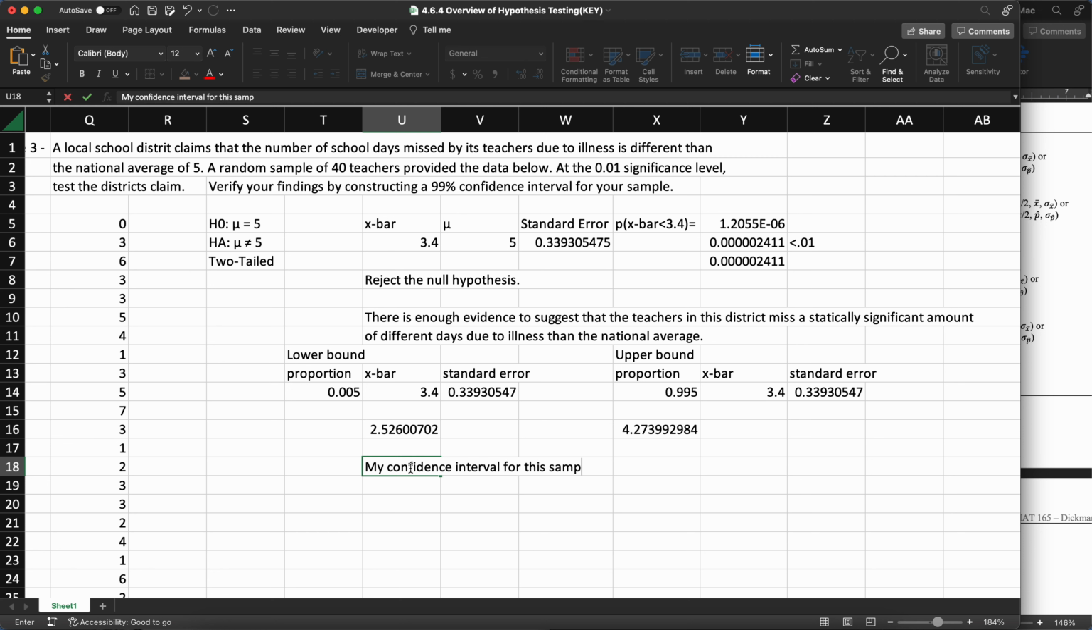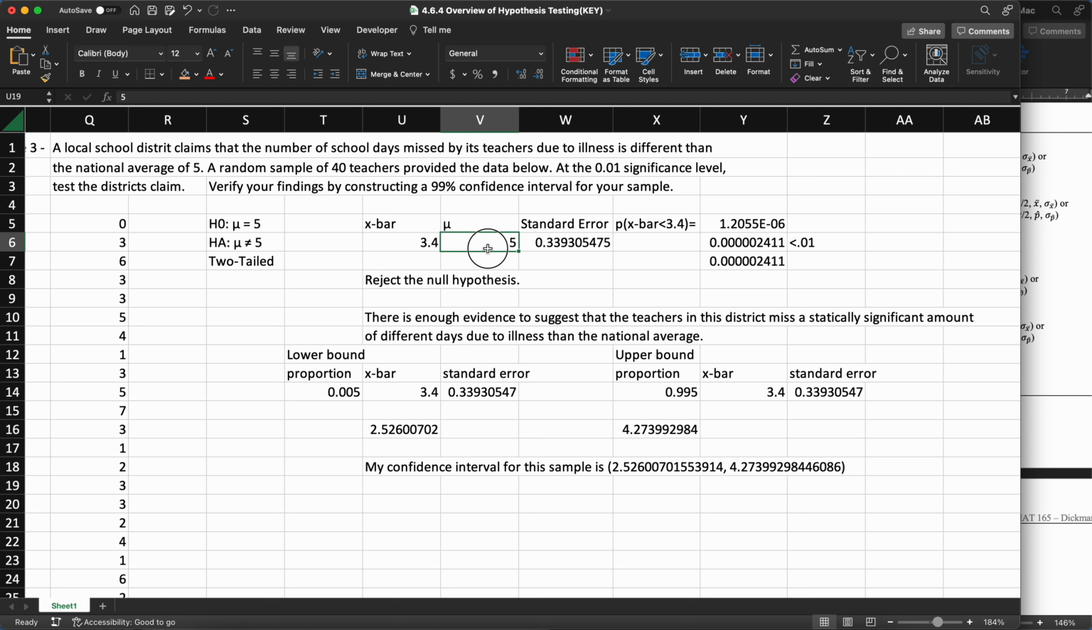interval for this sample is, and I'm just going to do a little trick here where I can join text and values. So I want a parenthesis, then the lower bound, and I want a comma and a space, and then I want my upper bound. You don't have to know how to do all this fancy stuff. I just like the way that it looks. My confidence interval for this sample is all of this, and we want an end parenthesis here, and that should do it. So there's the confidence interval.